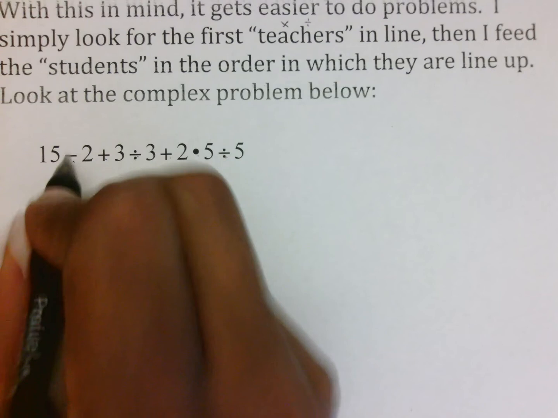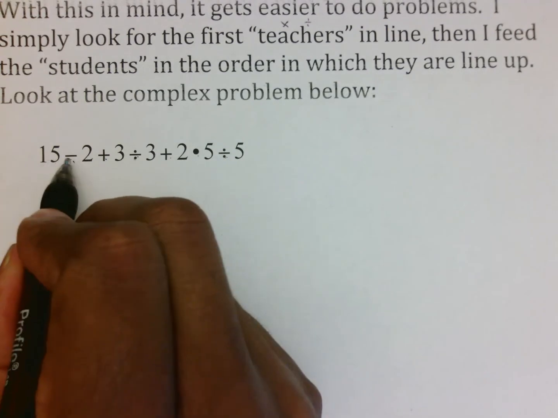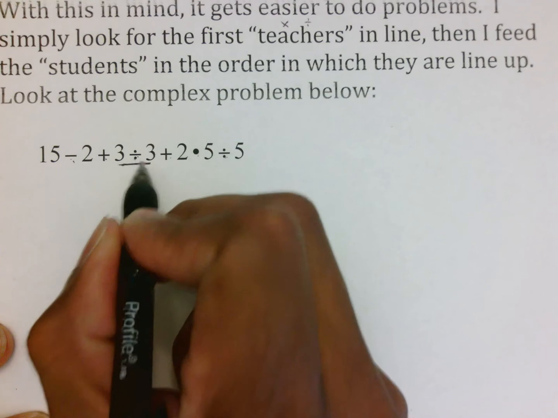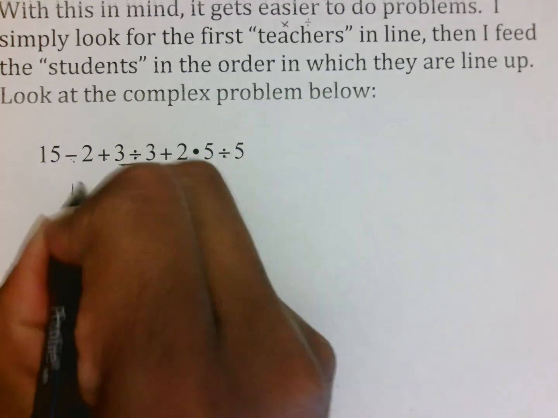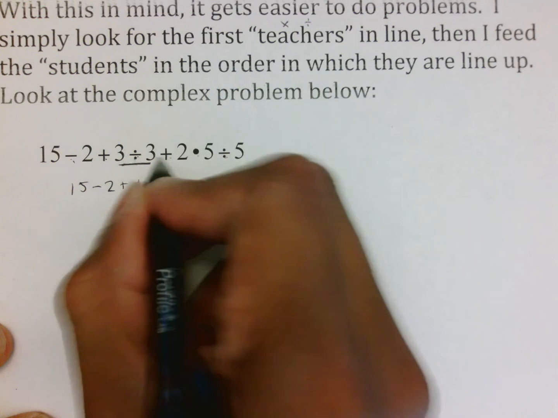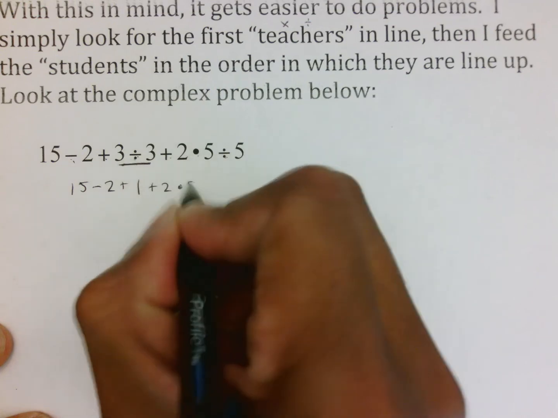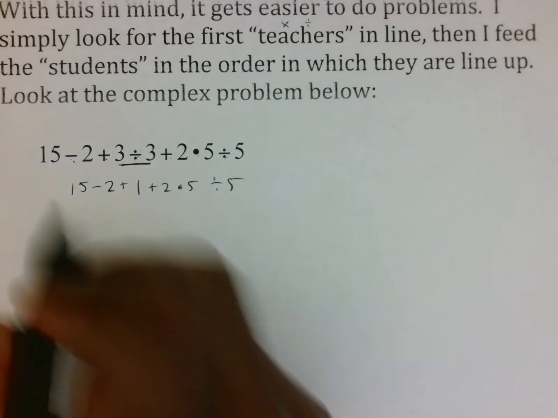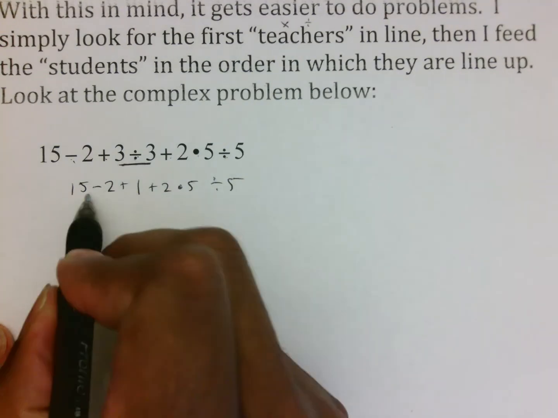Here you have what you want to do first, again, is just look for the first teacher in line because they have the power, and here is your first teacher. I suggest that you underline it, that way you know where you are, and just rewrite everybody else and tell them to wait in line. 3 divided by 3 turns into 1, plus 2 has to wait, times 5 has to wait, and divided by 5 has to wait.